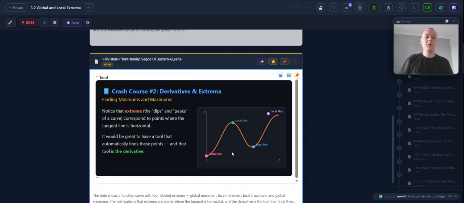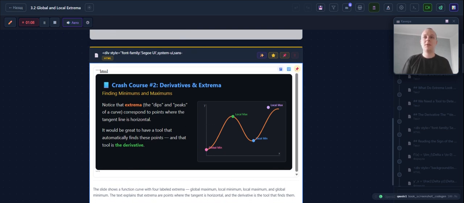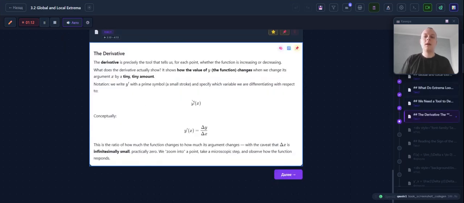So basically, we have to find the tool that allows us to find such points in the graph, and that tool is derivative. It allows us to find such points, dips, and peaks on the curve. Derivative, conceptually, is the relationship of delta y with delta x, how our y changes when our x changes. This is basically the explanation of what a derivative is.